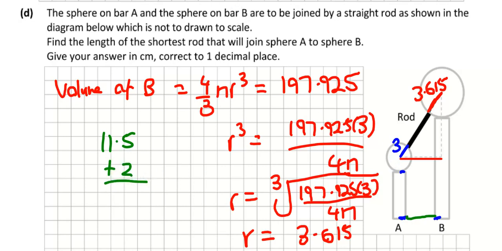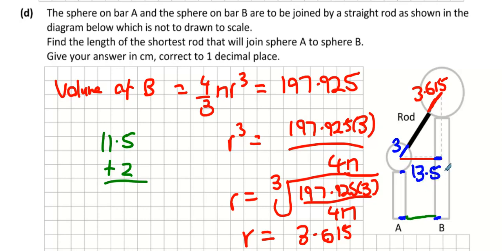No, it's the center. There's a radius for each bar. The radius of the bar. Yeah. Sorry. 11.5 plus 2 is 13.5. So is everybody happy that's 13.5?